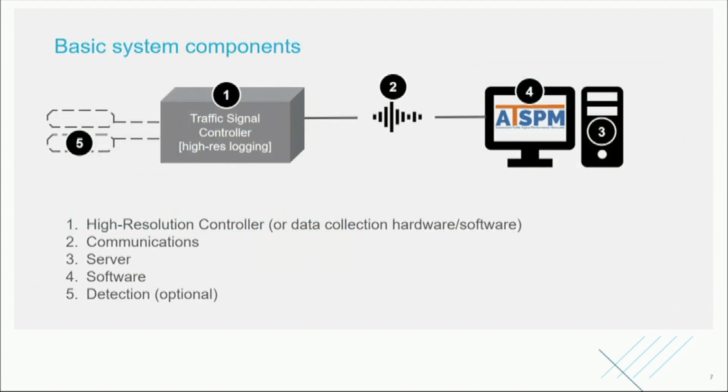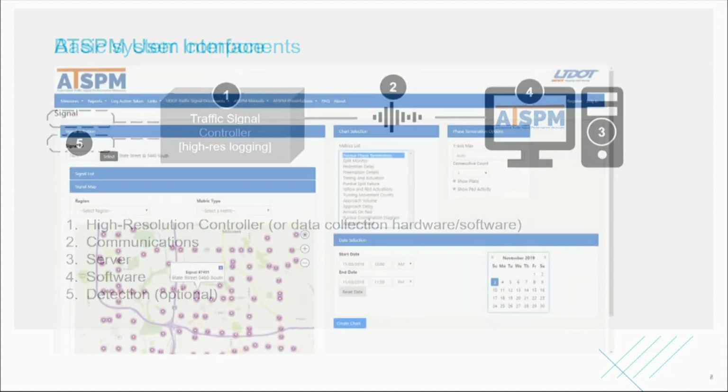So these are some of the basic system components. You have to have a traffic signal controller that is capable of high resolution data logging. Most of the new ones you buy off the shelf today are, and that's a good thing. You have to have communications to get that log, that text information, back to a central server that's running the ATSPM software. We put detection as optional here. You can run ATSPM without detection, but it's a very limited set of reports. There's a lot more you can do if you have detection in your lanes.